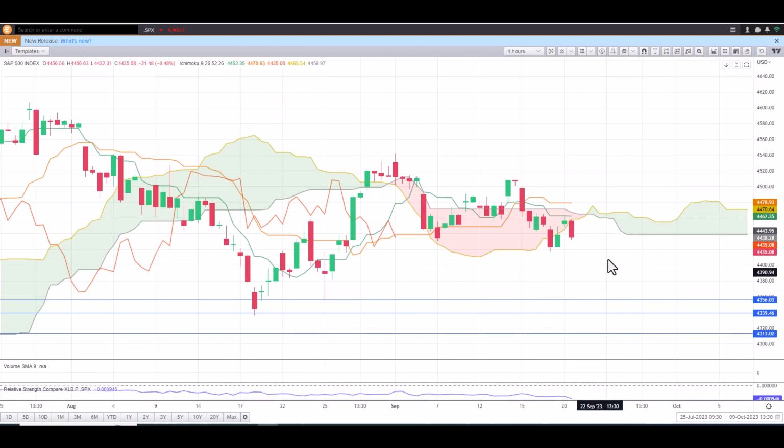factors. And then the front end of the cloud, yeah, if that support level does not come back, then that's a new resistance zone on the 4-hour. But we are now in bearish territory on the 4-hour, so there's a high probability that we'll test these downside risk targets on the 4-hour Ichimoku.